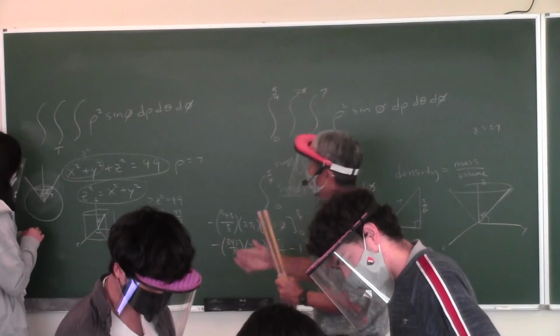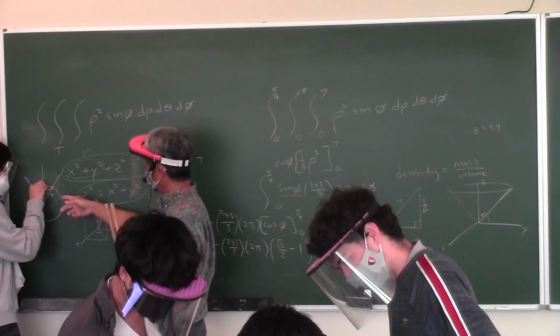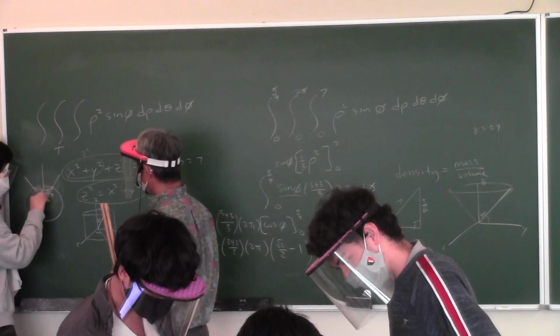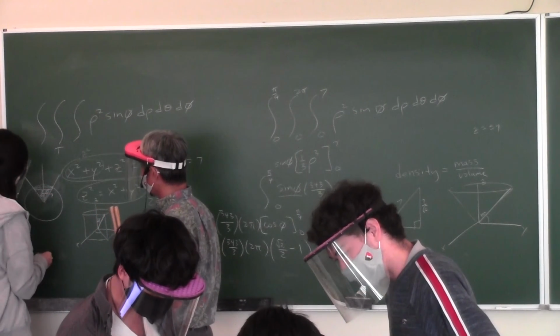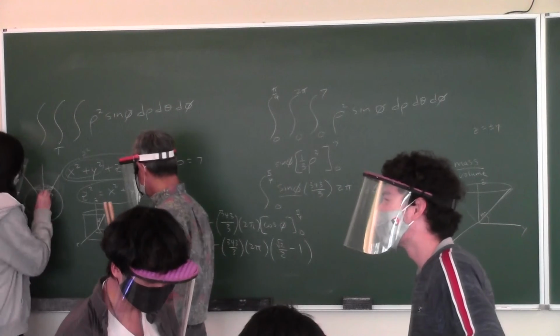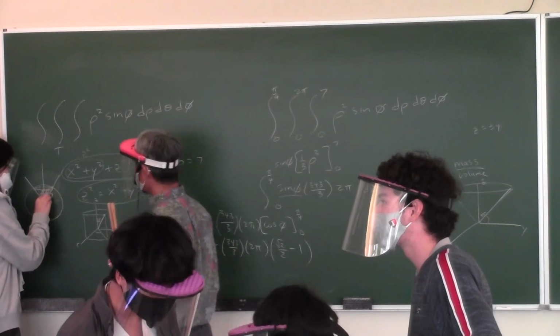But then we really didn't need to do it, because isn't this whole thing 7? No, that's 7. Okay. That's the radius of the sphere. Oh, I see. I see, yeah, okay.